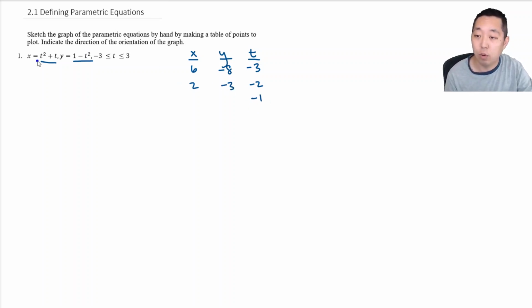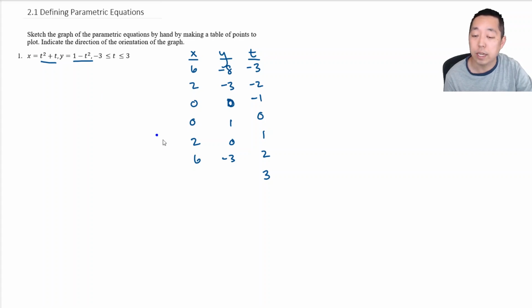When t is -1, x will be -1 squared, which is 1, minus 1 is 0. And y will be 1 minus 1, because -1 squared is 1, so that's going to be 0. And then when t is 0, x will be 0, and y would be 1. 1 plus 1, that's 2. 1 minus 1 is 0. At 2, it would be 4 plus 2. That's 6. And then 1 minus 4, -3. And then when t is, say, 3, it would be 9. 9 plus 3 is 12. And then 1 minus 9 is -8.